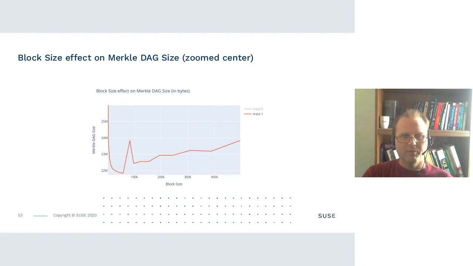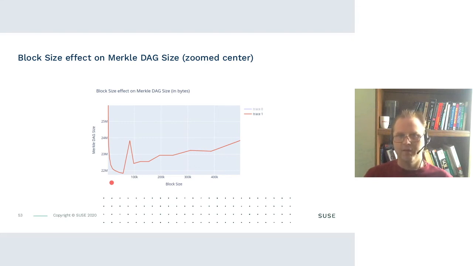Okay, so after bottoming out at about 56 kilobyte block size right here, we see that the Merkle DAG begins to increase in size again, going to the right, as block sizes increase. What's happening here is we're now being influenced by block duplication. At 58 kilobytes, we have a lot of duplication of blocks.